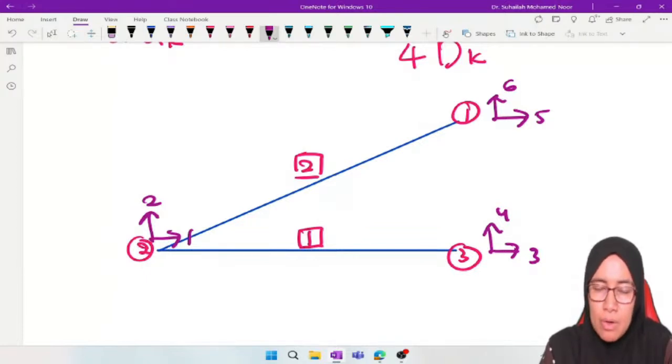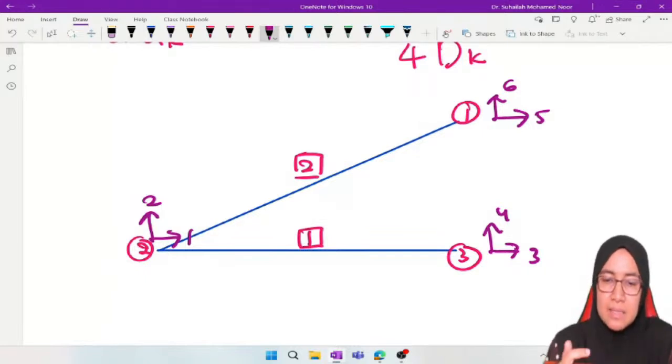We have to label according to unconstrained and constrained systems. We label unconstrained first. So the total must be 6. These 6 degrees of freedom actually represent positions.